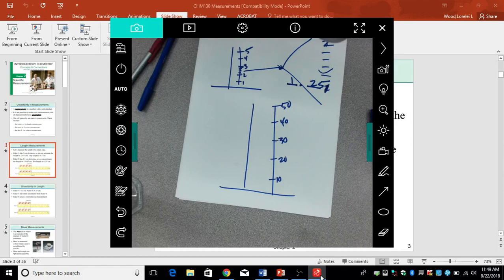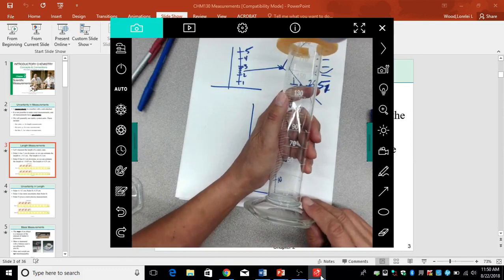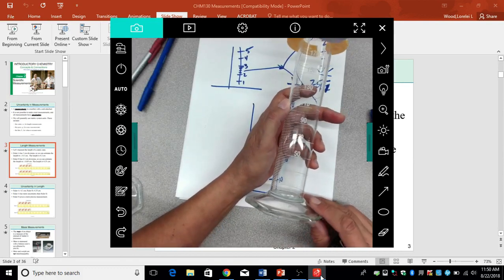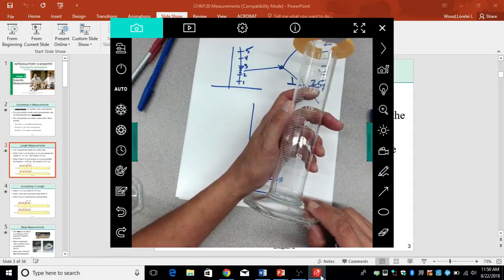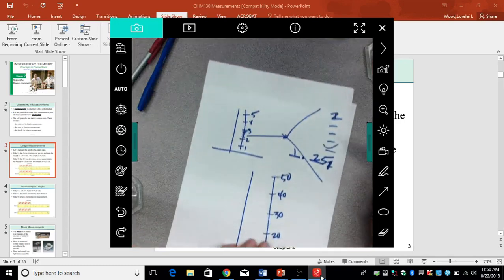0.45 perhaps? Okay, so millimeters. Finally, we have a really big graduated cylinder. And now, instead of going up in single numbers or in tens, we go up in quantities of 20. So it goes 10, 30, 50, 70, 90. So this has a much lower level of precision.